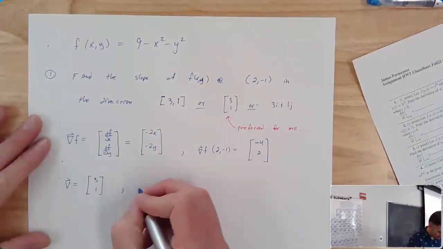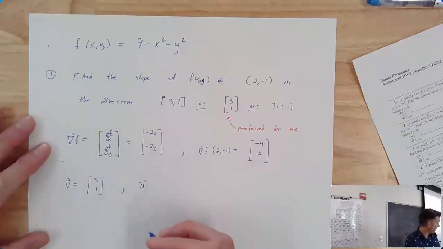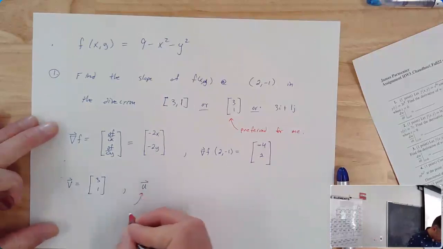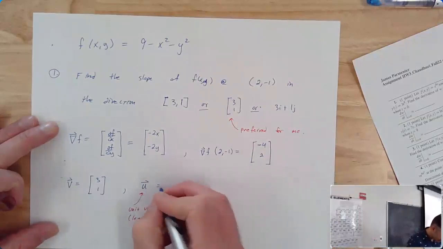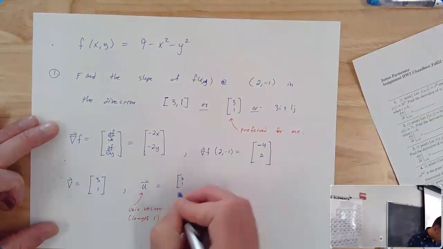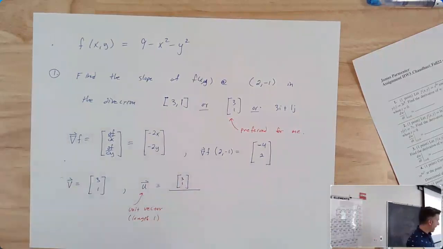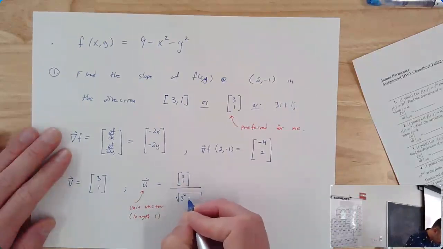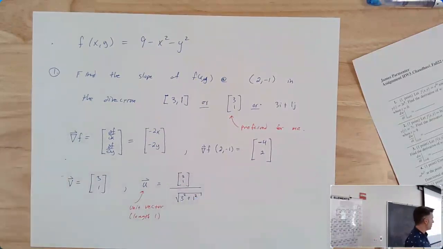I'm going to do what's called normalizing or unitizing, which is I'm going to say u, the unit vector, right? We often use the letter u for unit vector. This means a vector of length 1. We're just going to take the vector v and divide it by its own magnitude or its own length, which is just the square root of the squares of its components added together.